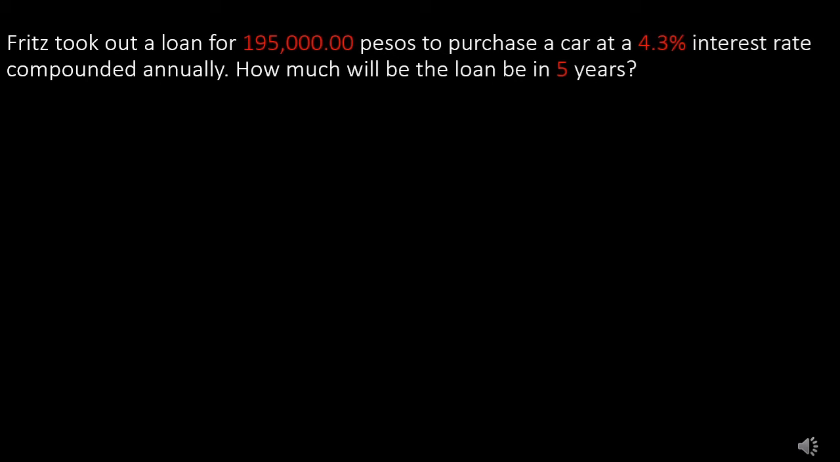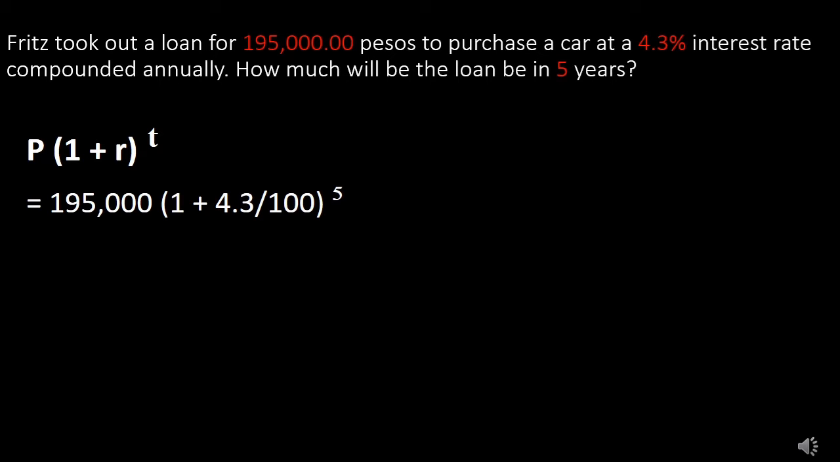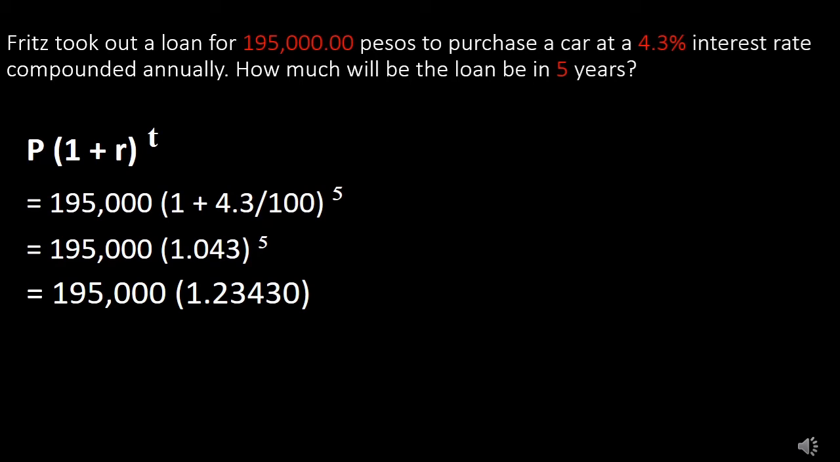The question is how much will be the loan in 5 years. The formula is principal times 1 plus rate, raised to the exponent. The principal is 195,000 and the rate is 4.3 and the time is 5. 4.3 divided by 100 will give us 0.043, plus 1 is 1.043, raised to the exponent 5. That will give us 1.23430 multiplied by the principal. So the answer is 240,689.